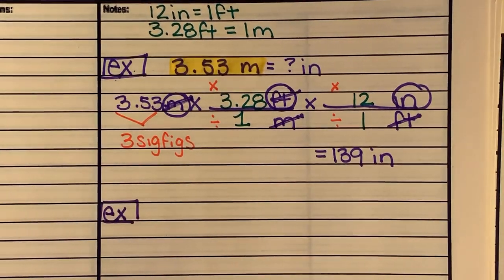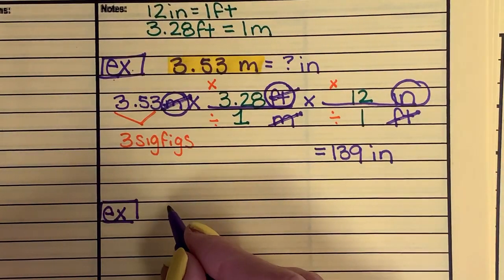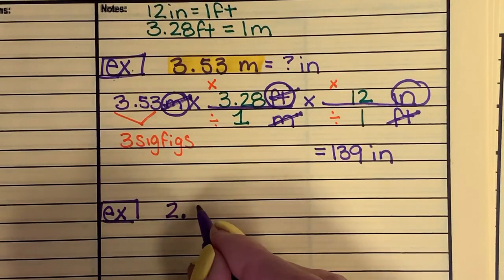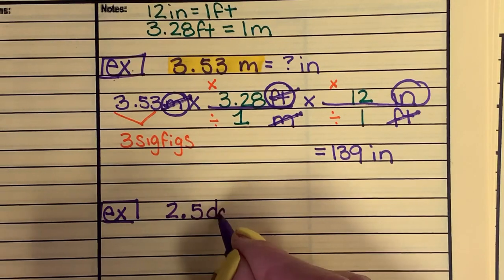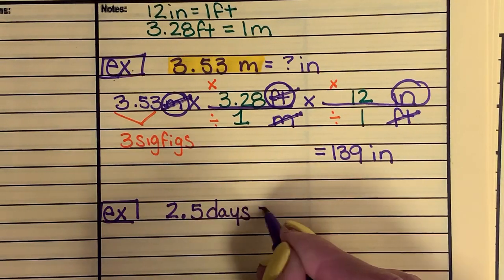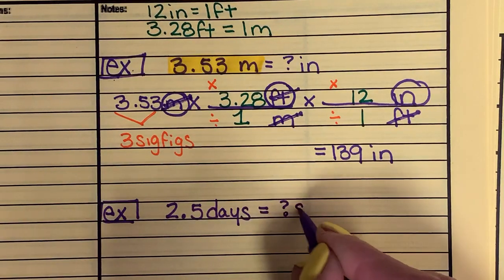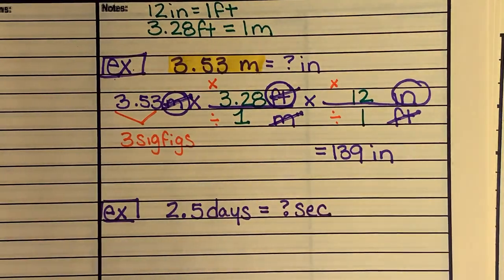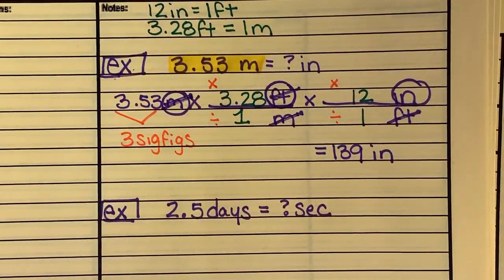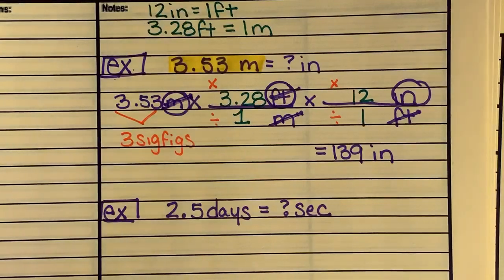This one might take a few more steps. Let's say I want to know if I have 2.5 days, how many seconds is that? Well, I need some equivalent statements. What all do I know?